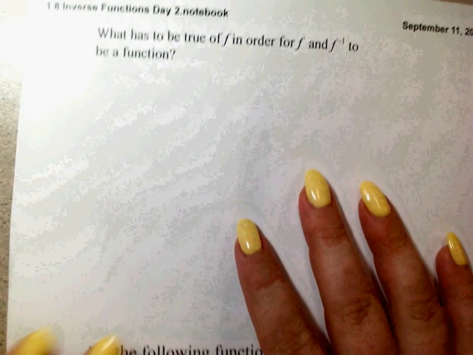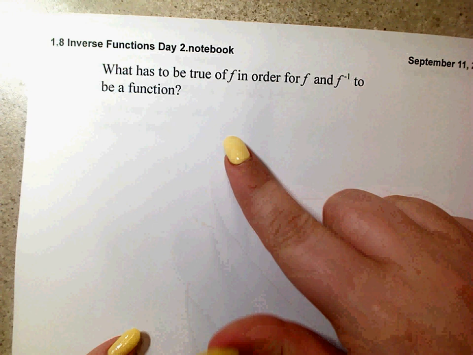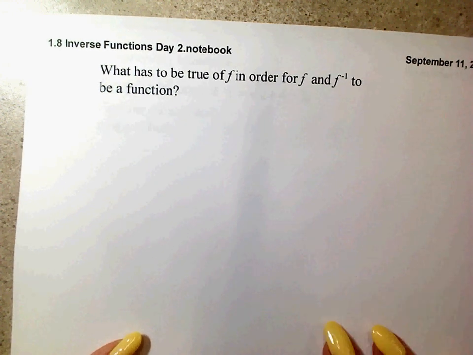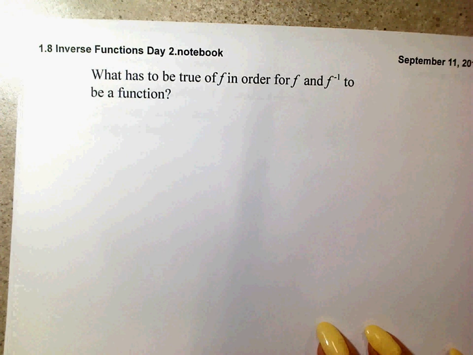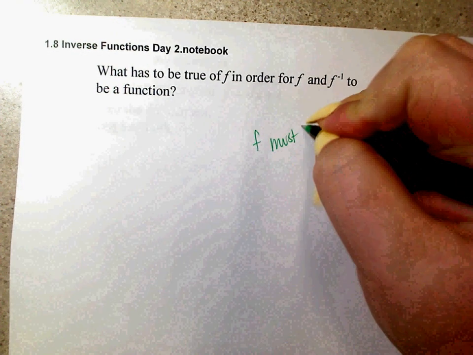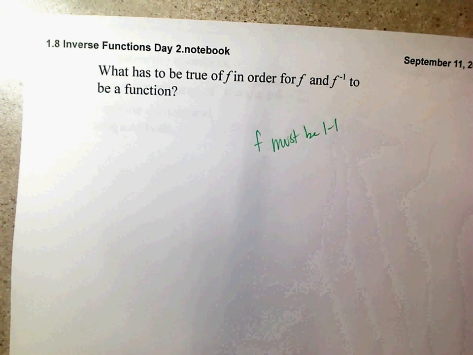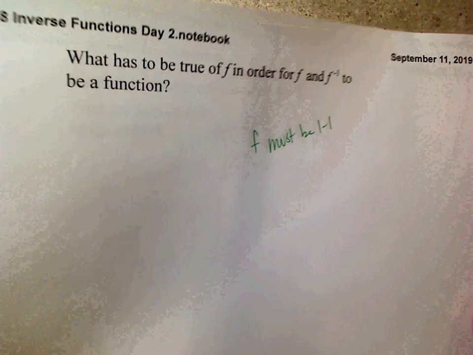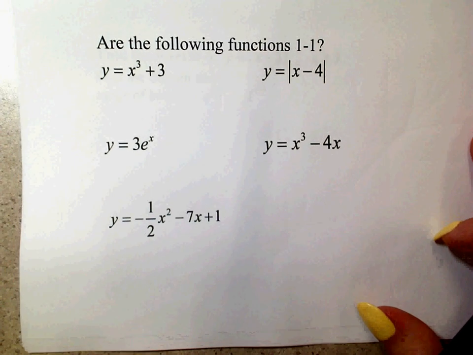So just what I said: what has to be true of f in order for f and f inverse to be functions? It has to be 1 to 1. So f must be 1 to 1 in order for its inverse to be a function. Now, thinking about some functions right quick, are the following functions 1 to 1?